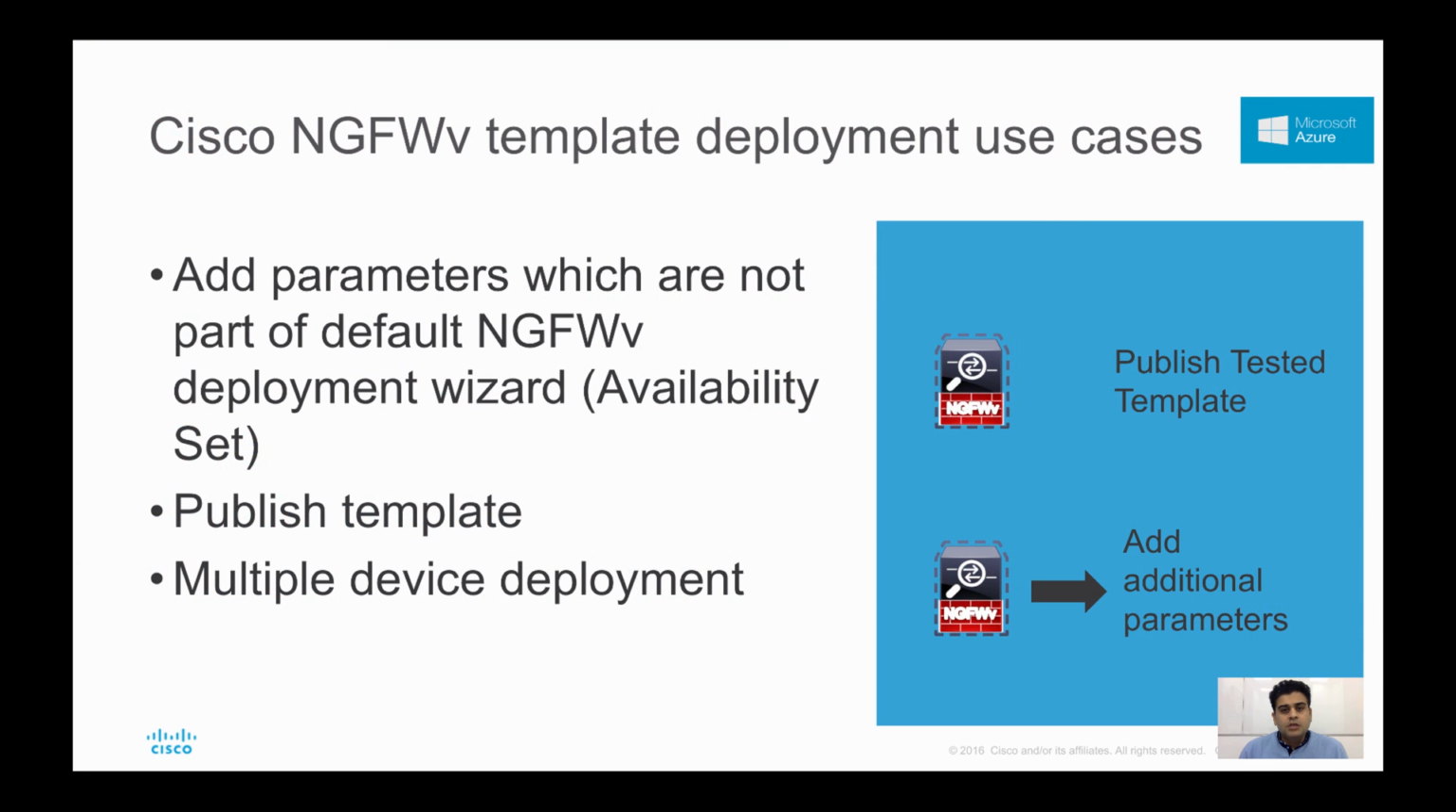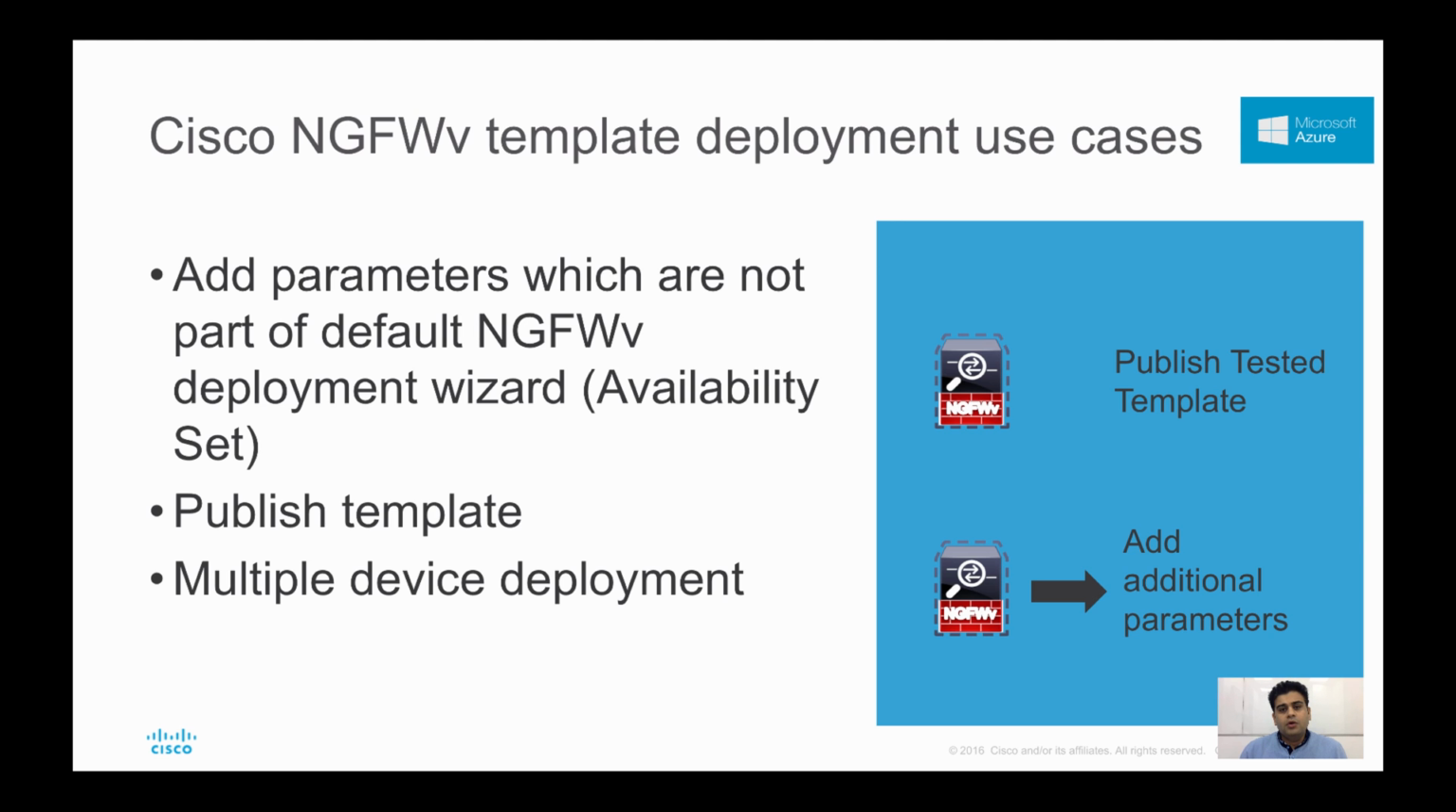cases. So when I talk about a deployment of virtual firewall in Azure, you can do it using two methods. First method is using deployment wizard, where you have a few options to fill, which I have already covered in my previous video on NGFWv deployment in Azure. So if you have not seen that video, I would request you to go back and view it first and then come back to this one.